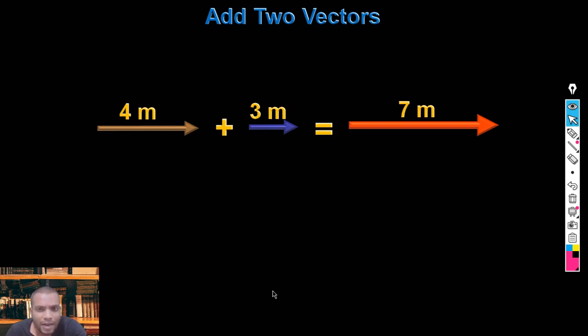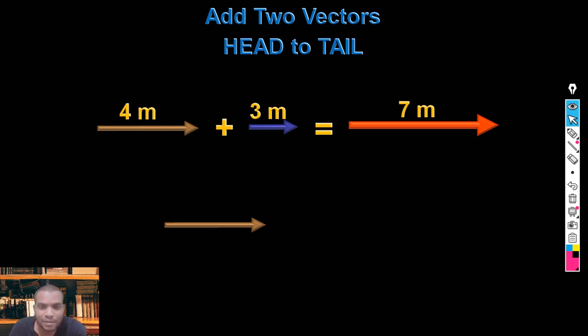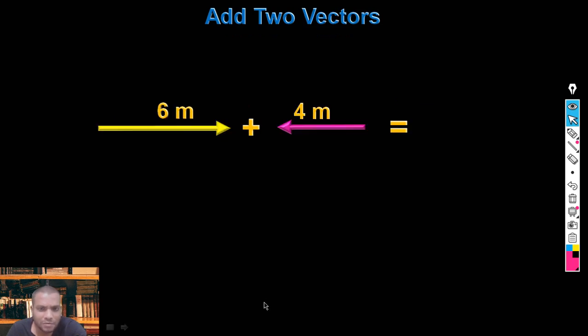How was it added? Take the first vector and bring the second vector tail to the first vector. This method is known as the head to tail method. The second vector's tail should be brought to the first vector's head. So now it is added, and this is the resultant which gives the 7 meters.